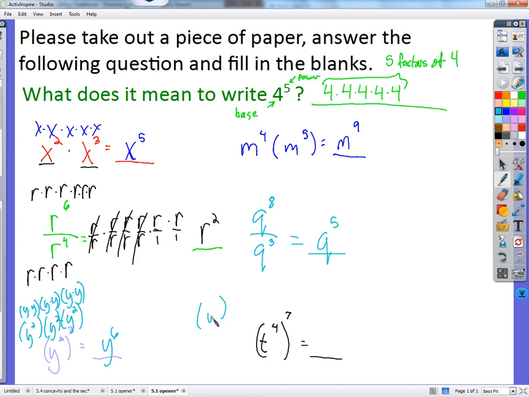I could do the same over here. Here is y to the fourth times y to the fourth, and we multiply down here. Well, how many of these do we have? How many parentheses do we have? Seven, multiplying it by itself seven times, raised to the seventh. And in each of those seven parentheses, what do we have? Four factors of y. We've got seven groups of four factors of y: 4, 4, 4, 4, 7 groups of 4. So how many factors of y is that all together? 28. 4 times 7.